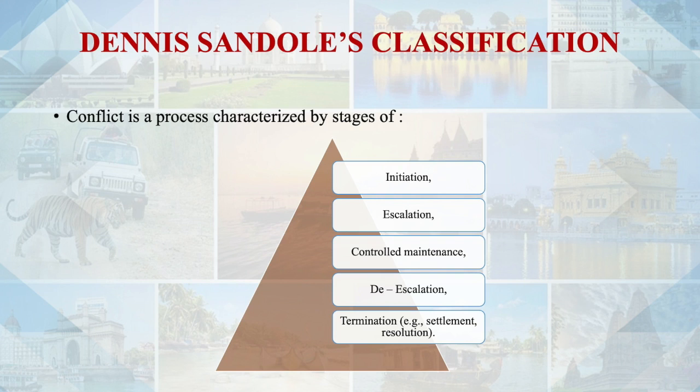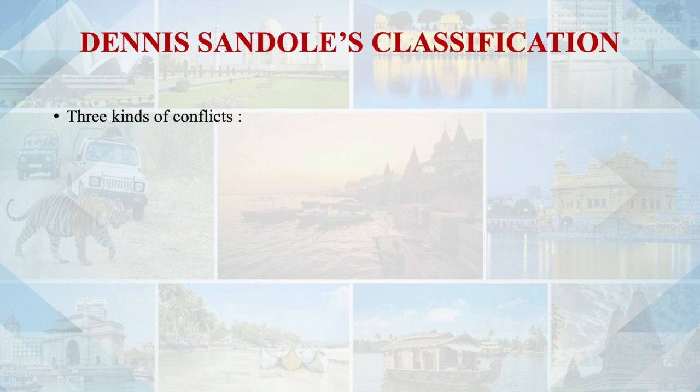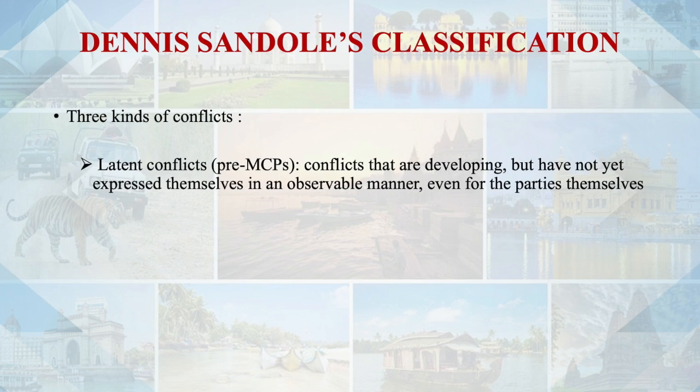Three kinds of conflict have been given by another thinker. The first is latent conflict. It is known as pre-manifest conflict process, pre-MCP. What is this latent conflict? It says that these are conflicts which are developing but have not yet expressed themselves in a manner which is very observable to the parties themselves.